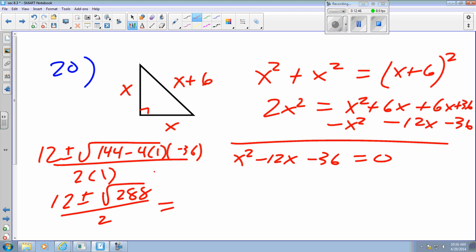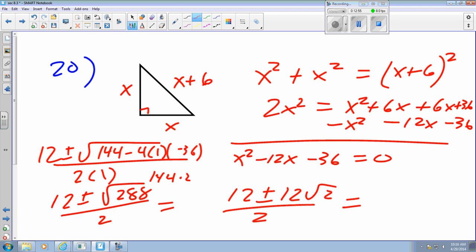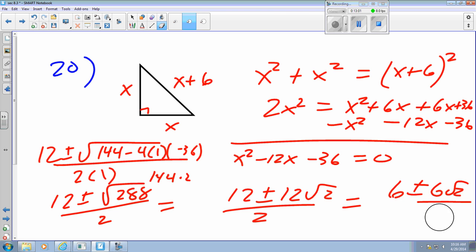Simplifying that, I know this is 144 times 2, so I'm going to go 12 plus or minus 12 root 2 over 2, divide everything by 2. 6 plus or minus 6 square roots of 2. Not over 2 anymore, because I divided by 2. Do I want the negative root? Nope. We only want the positive root because it is in centimeters. So we're going to put that in centimeters. That's the side length. Thank you.